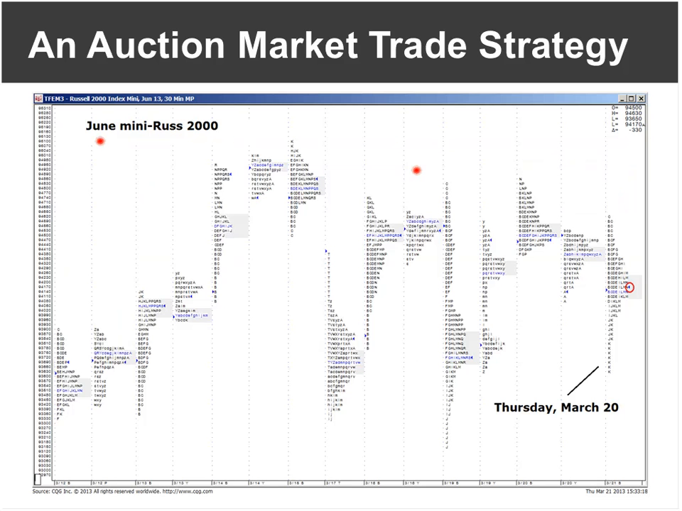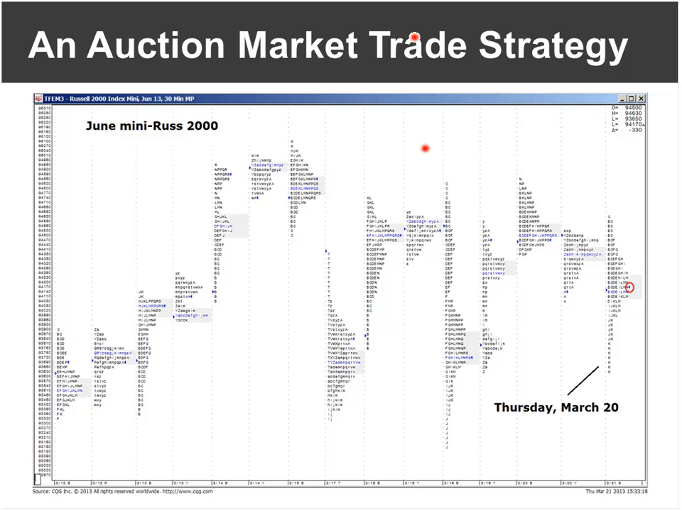Okay, this was a chart. Now, I put these slides together Thursday week ago, Thursday, March the 20th. And at that point in time, the Russell was trading in a developing balance area. And when I made this chart, we were trading right in the middle of this larger structure. And I was hopeful that I'd be able to come in today and show you how that auction had transpired. So let me go to my screen now.